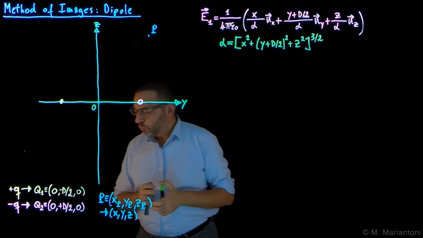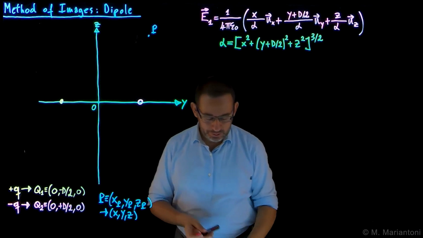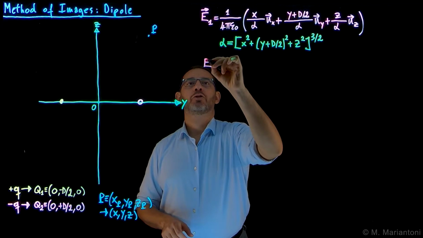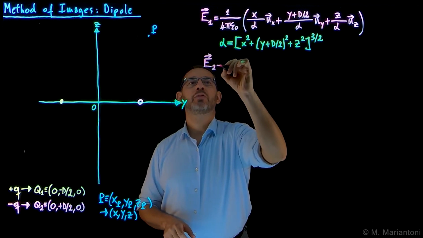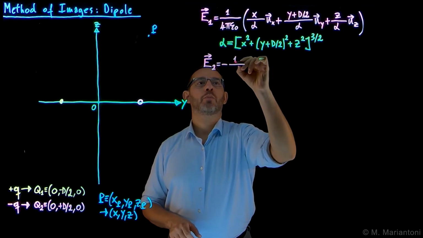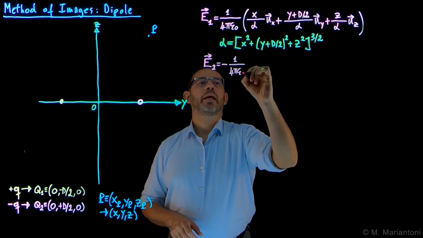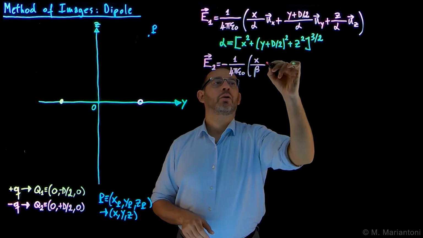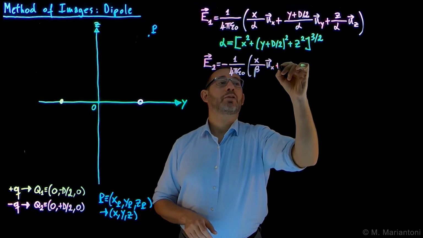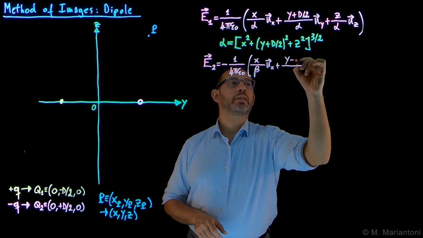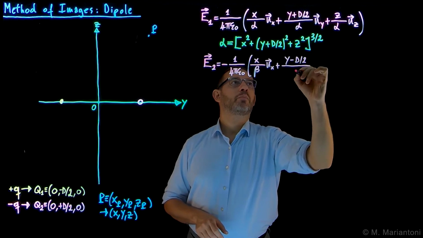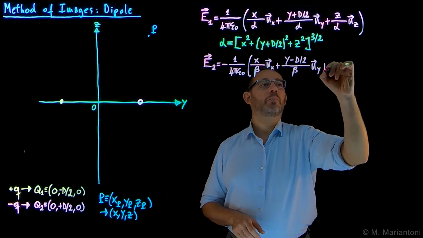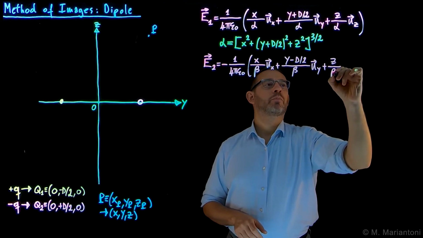All right. What about the electrostatic field E2 due to the second point-like particle with charge minus q in that case? So in that case, we have minus 1 over 4 pi epsilon naught. And the rest of the structure here is very similar. It's going to be x divided by beta ux plus, now, (y minus D/2) divided by beta uy. And finally, we have plus z divided by beta uz.